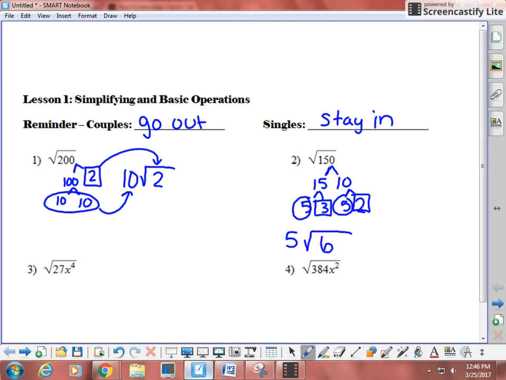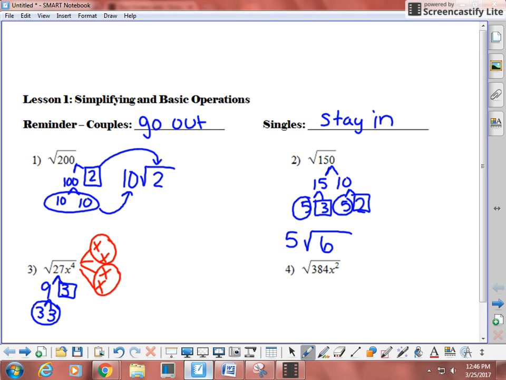So now what's new about this is now we have to go to a variable. So we're going to do the same thing with the factor tree with both. So this becomes 9 and 3, 3 and 3. So here's a couple of 3s and a single 3. Okay, so then we're going to take our x's and break those down. There's 4 of them. So I have a couple and I have a couple.